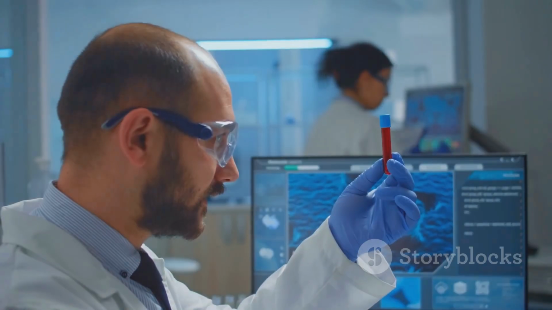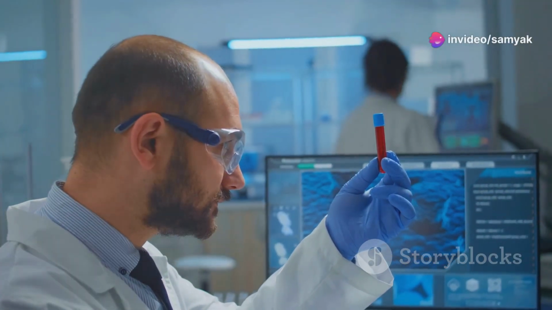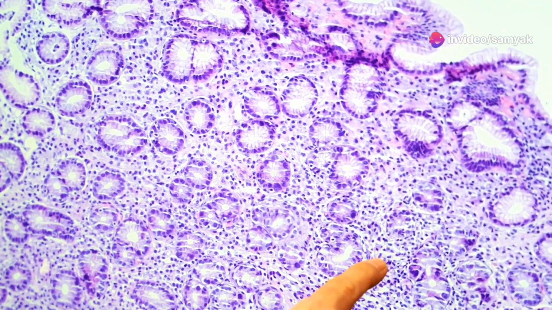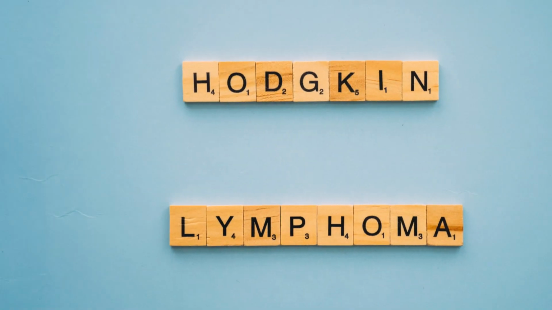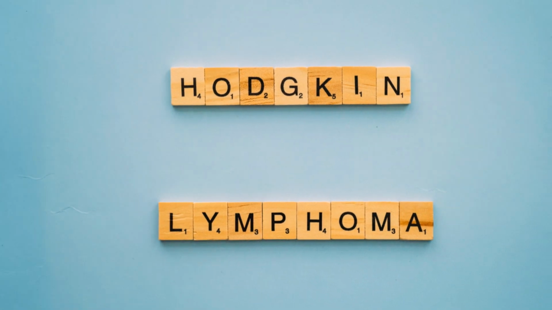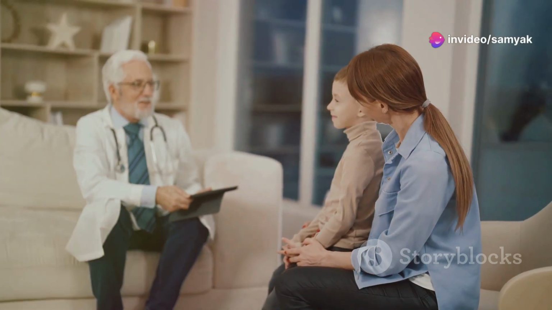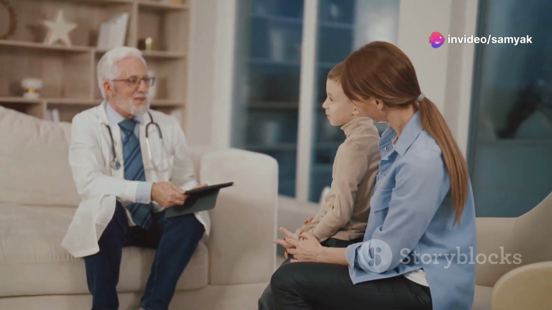The exact causes of Hodgkin lymphoma remain elusive, but several risk factors have been identified. One significant risk factor is infection with the Epstein-Barr virus, the virus that causes infectious mononucleosis. EBV infection is thought to play a role in approximately half of all Hodgkin lymphoma cases. A family history of Hodgkin lymphoma also increases the risk, suggesting a genetic predisposition.